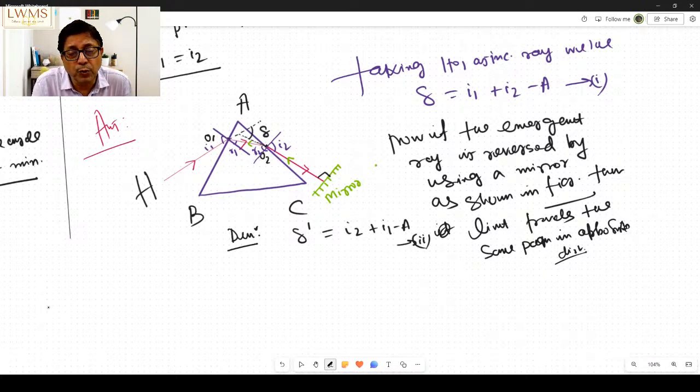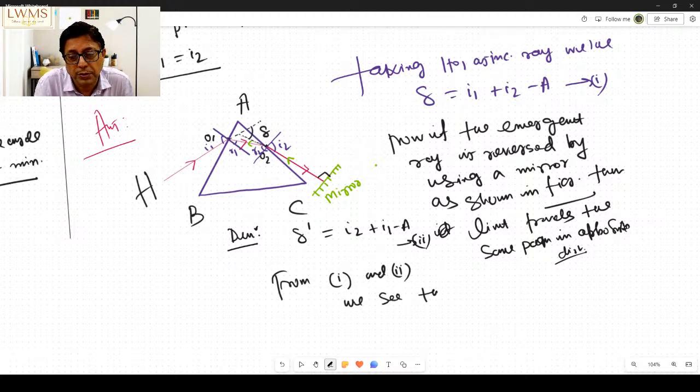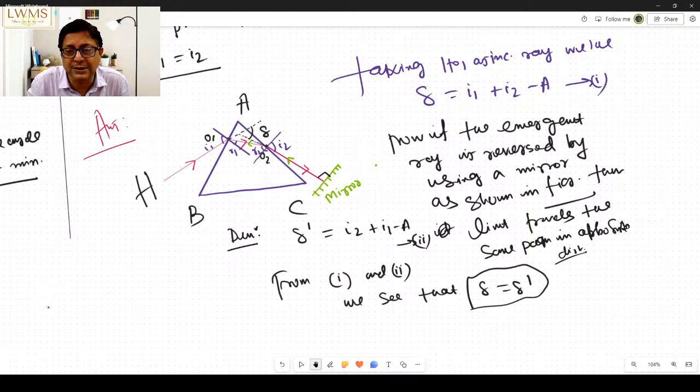So, what do you observe from 1 and 2? From 1 and 2, we see that delta equals delta dashed. But both are minimum deviation. Same prism, light you are sending this way or this way, it doesn't matter. So what you have observed, logically when you explain you have to write.